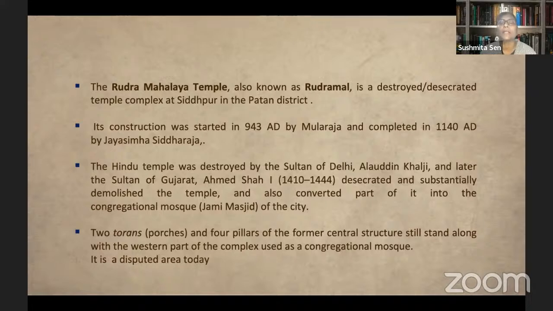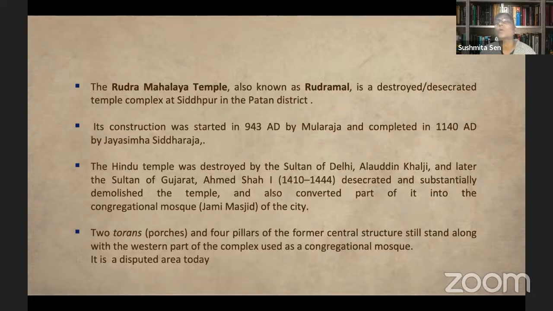The temple was first destroyed by Alauddin Khilji, and then by Ahmed Shah I, who was the Sultan of Gujarat. Substantially it was demolished. They tried to demolish it and convert it into a mosque. Two torans are lying here, and 4 pillars which form the central structure still stand on the western part of the complex.